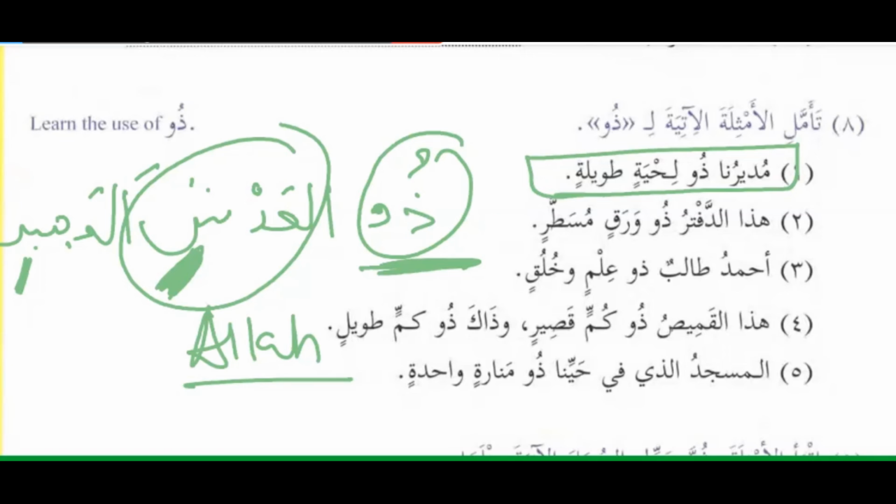So likewise, the other examples. Hazad daftaru Zu Warakin Musattarin. Haza ad-daftaru, or you say Hazad, just to join. Hazad daftaru Zu Warakin Musattarin. So this is a page. This is a copy. Haza daftar Zu Warakin, which is having pages of Musattarin.